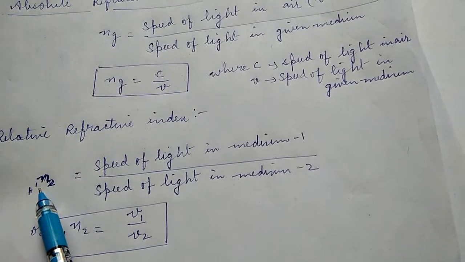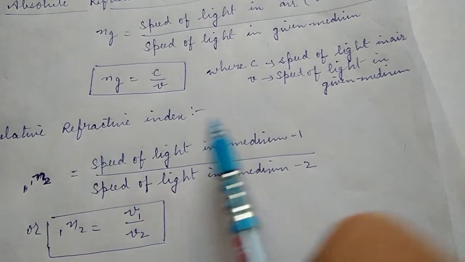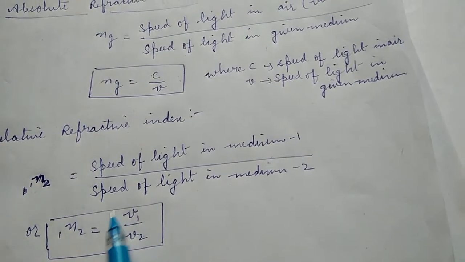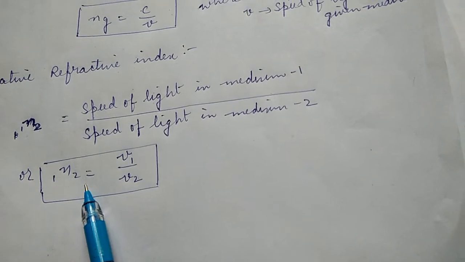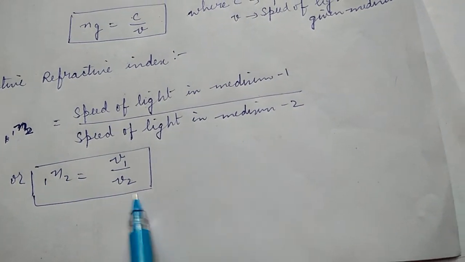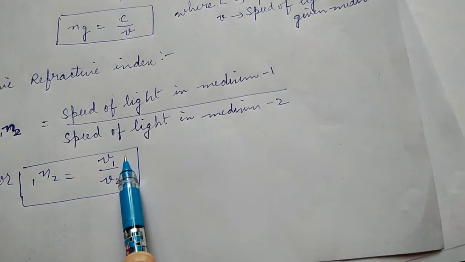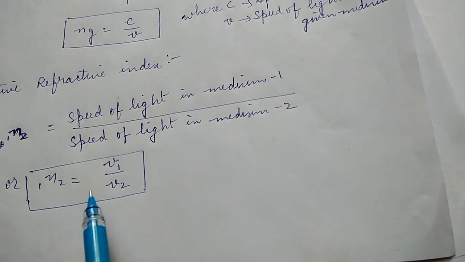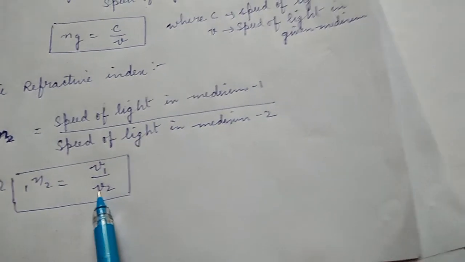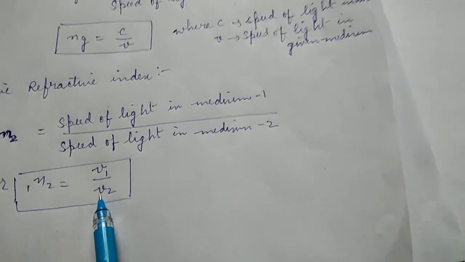That is n12 is equal to speed of light in medium 1 to speed of light in medium 2. That is n12 equals v1 upon v2. v1 is representing speed of light in medium 1 and v2 is representing the speed of light in medium 2.